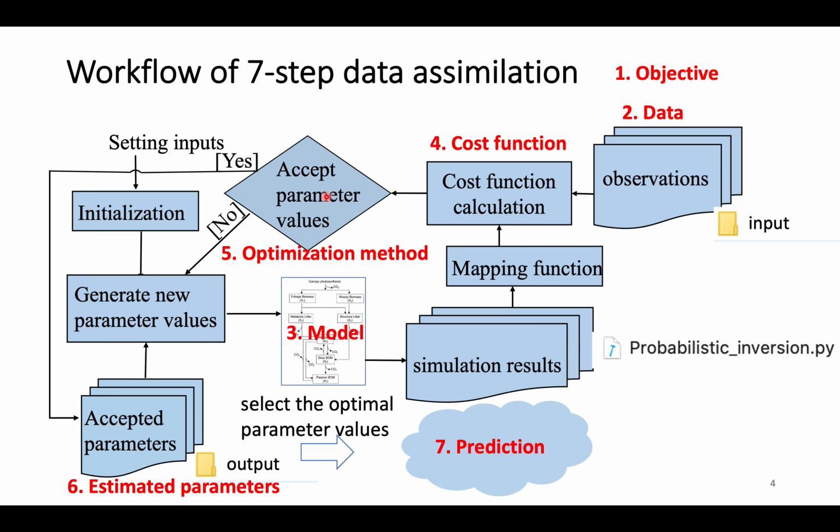If accepted, these new values will be saved into a file, and in the next iteration, this set of values will be used for generating new parameter values. If not, this set of parameter values will be discarded, and in the next iteration, previously accepted parameter values will help generate new parameter values. The iteration will continue until it reaches a specific number, such as 20,000. Later, we will learn how to realize the 7 steps in programming.